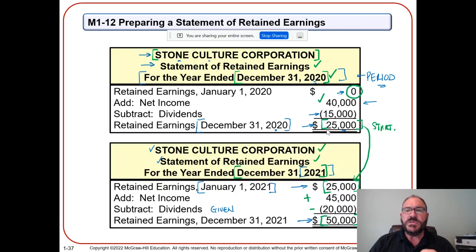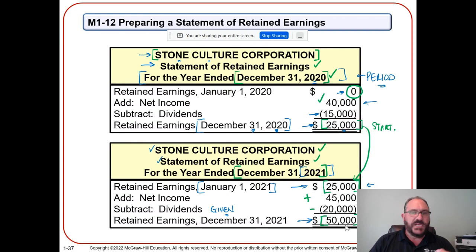So now for the next year, this is December 31st, 2020. Let's go to the next year. Same thing, name of the company, same statement of retained earnings. Notice again, for the year ended 2021, again a period of time. But notice the ending on December 31st, you have 25. Well, what would you have on January 1st? The same 25. Then they gave you $45,000 in net income. So you add those two together, that's 70. Then you subtract the dividends, which was given information, gives you $50,000. There you go, pretty straightforward.